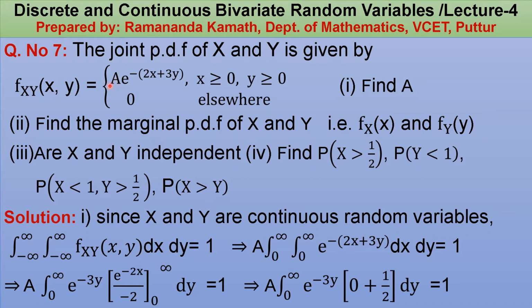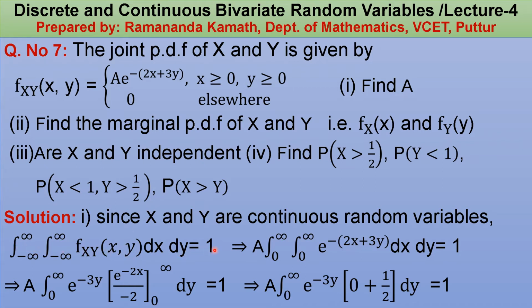Since fxy of x comma y is the joint probability density function, it will satisfy two conditions. One is this fxy of x comma y will be greater than or equal to 0. Another one is the double integral of this fxy of x comma y with respect to x and y from minus infinity to plus infinity, that must be equal to 1. So we shall use that condition, double integral is equal to 1.